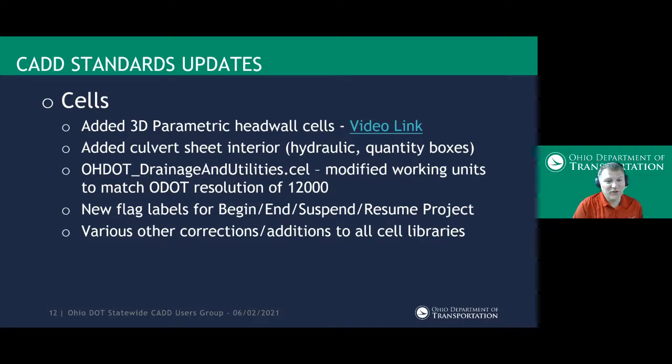And then the drainage and utilities cell library was modified so the working units were adjusted to match the OhioDOT resolution of 12,000. I think that was a carryover from maybe a Bentley cell library that had a different units of resolution, so that should all match now. There are some new flag labels for begin and end, suspend, resume project, and those were added, as well as some of them include the federal project number flag as well. And then there were just some various other corrections and additions to the cell libraries.